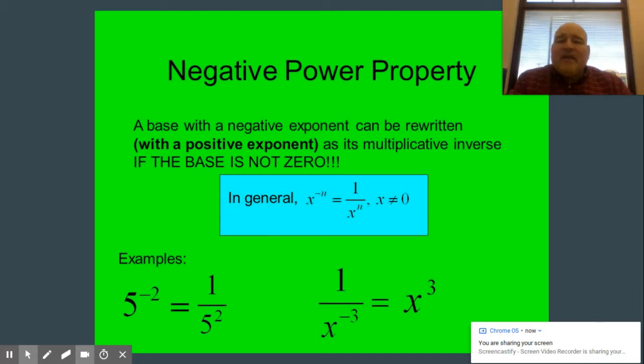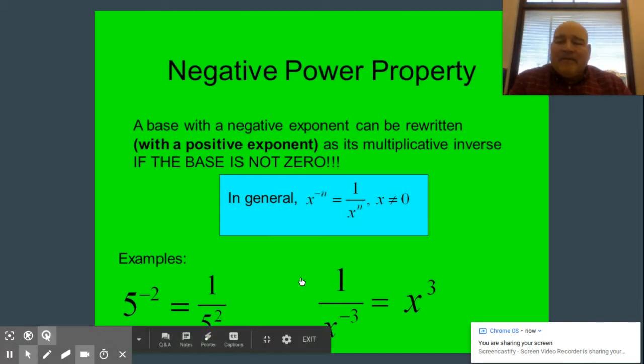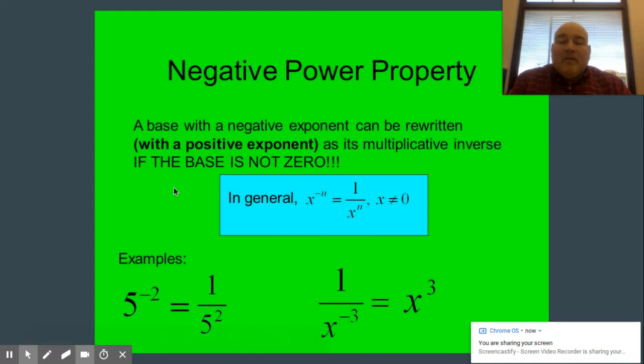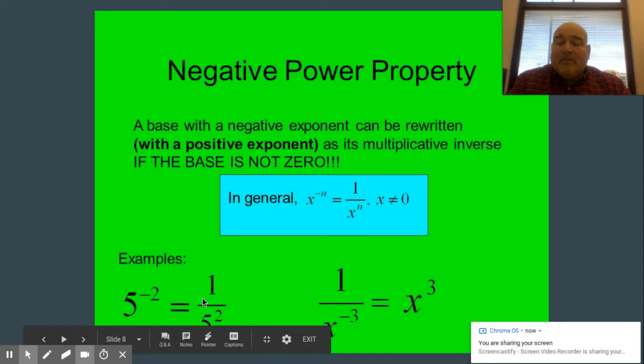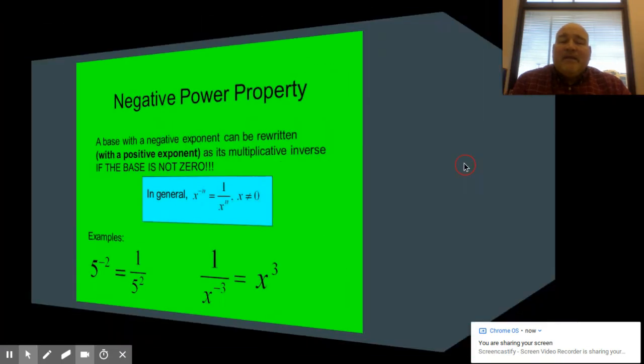So take a look at our examples on this slide. 5 to the negative 2nd. Well, we flip it with a positive exponent, 1 over 5 squared. 1 over x to the negative 3, well, since it's at the bottom, we'd flip it back to the top, and we get x cubed. Take a look at these final examples today.